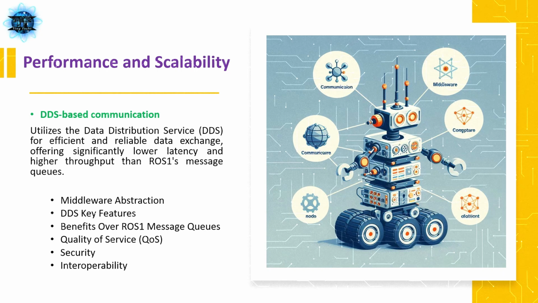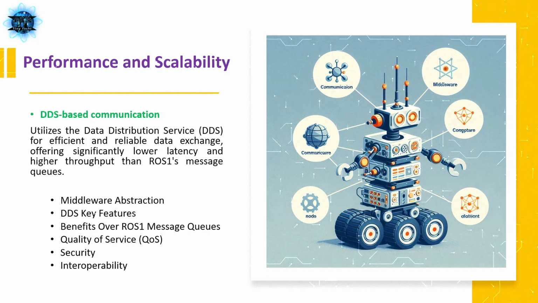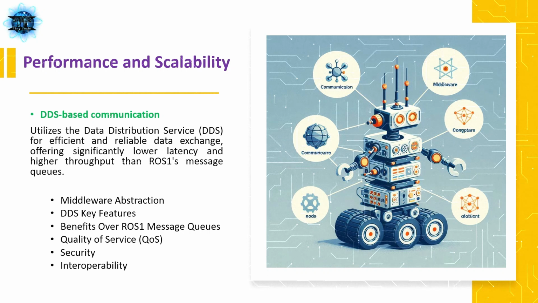And what about these benefits over ROS1 message queues? What are the benefits? It is low latency. What does low latency mean? Latency is like a delay between sending and receiving the messages. DDS reduces this delay, helping robots react quickly to changing situations. Why does it matter? In fast-paced tasks like driving or medical procedures, quick reactions are crucial.